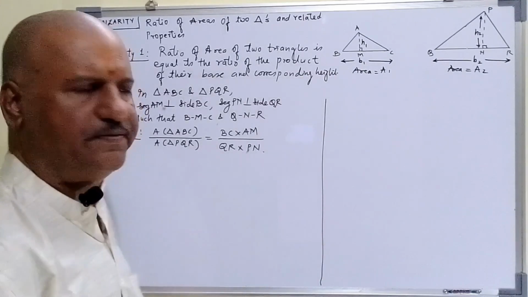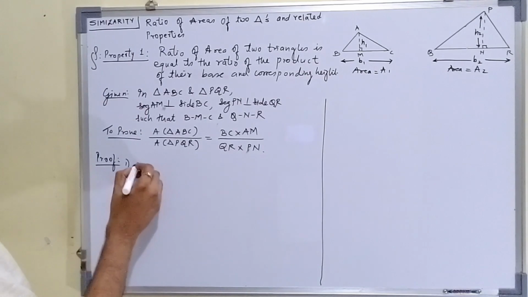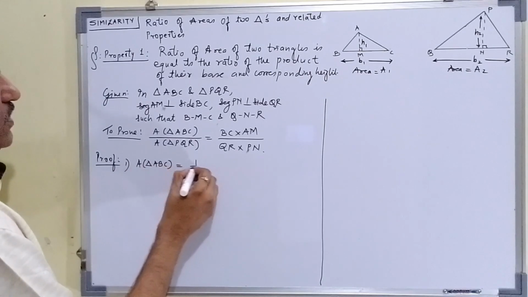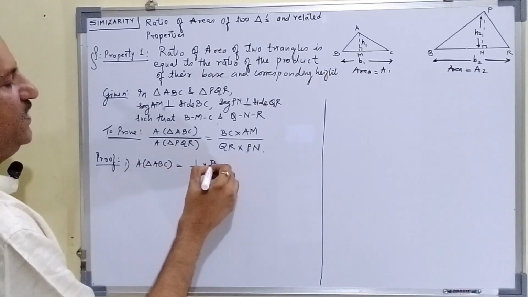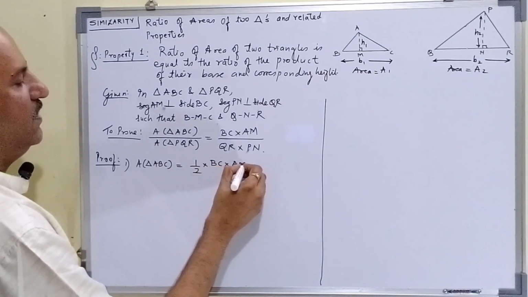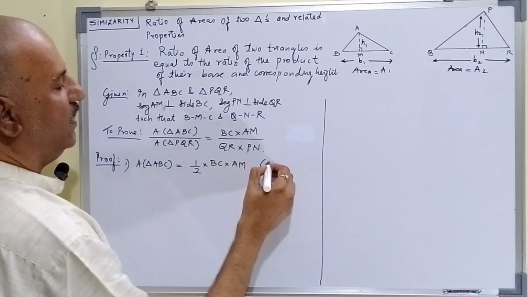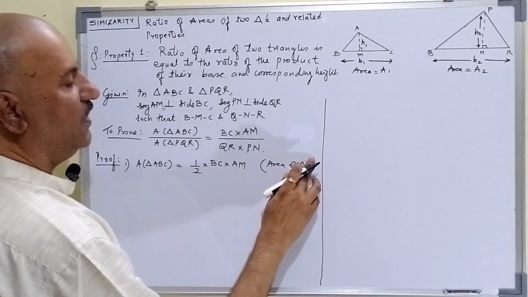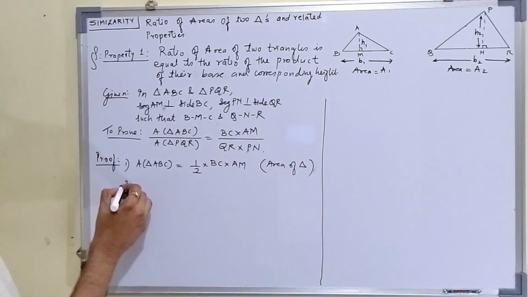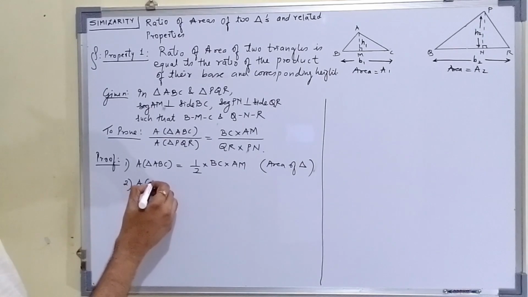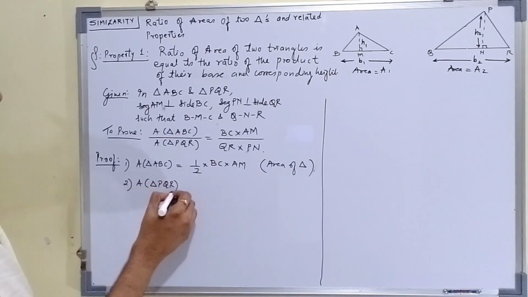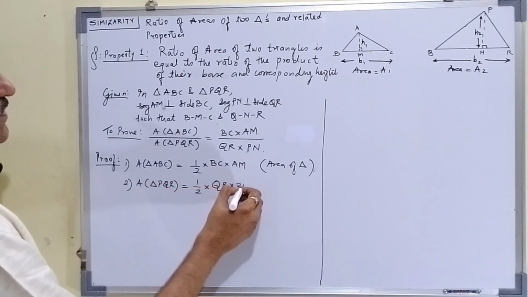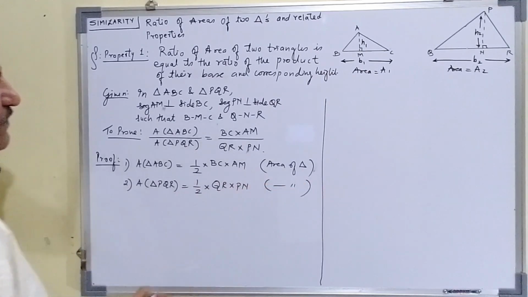We divide into pages if needed. First part. Area of triangle ABC equal to what? Half, you know, it is BC base into height AM. Reason: area of a triangle. Statement number 2: area of triangle PQR equal to half into QR into PN. Reason again: area of a triangle.